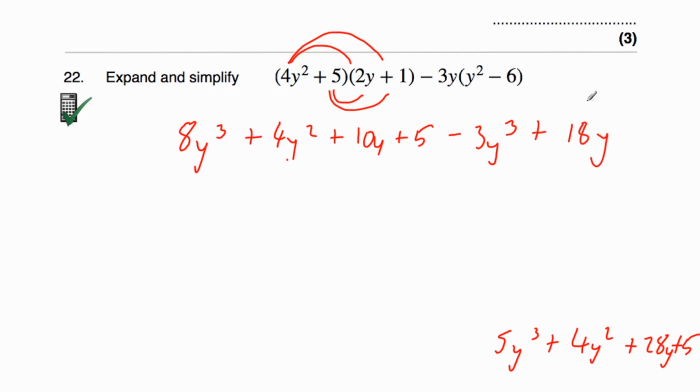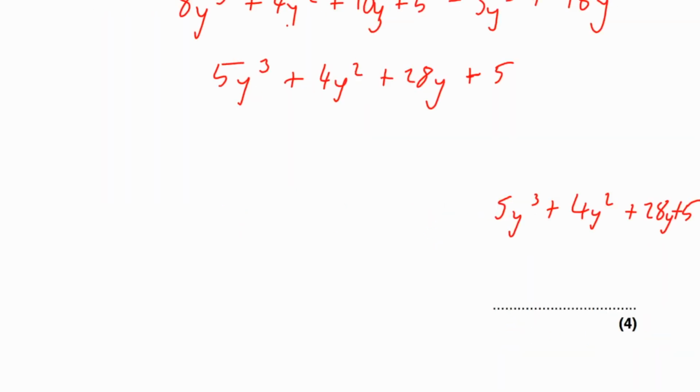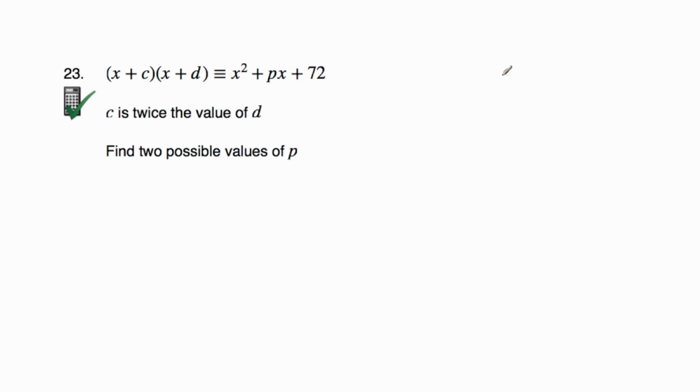And now we just collect our like terms. So 8y cubed minus 3y cubed is 5y cubed plus, and then we've just got our y squared term here, so plus 4y squared. In terms of our y's, we've got 10y plus 18y, so that's plus 28y, and then we've got our plus 5. And you can see both approaches give us the same answer, and that's it. Okay, so that's question number 22. So let's have a look now at question number 23.